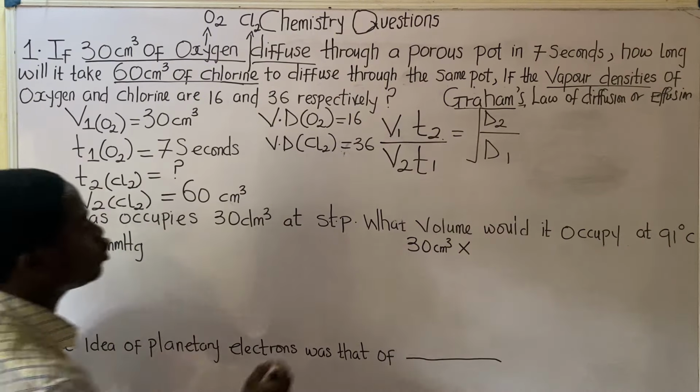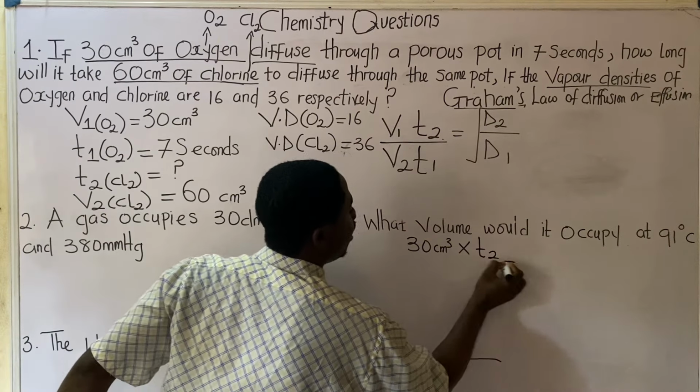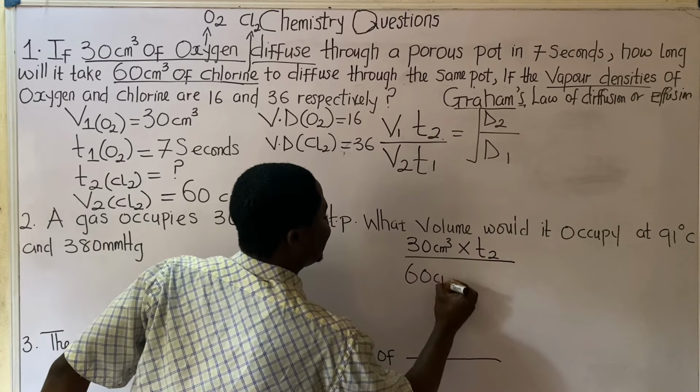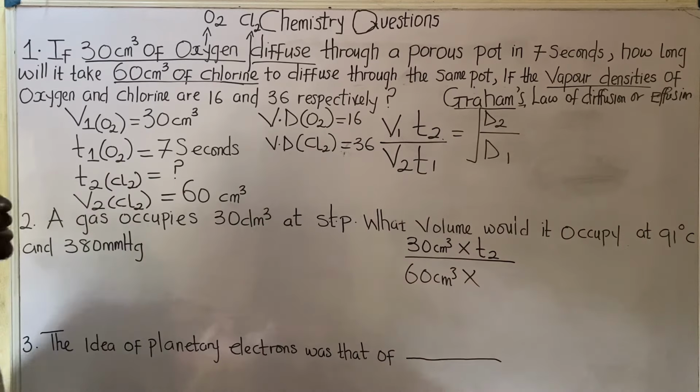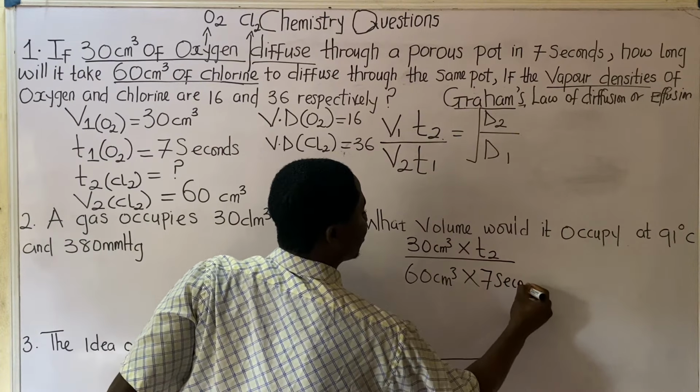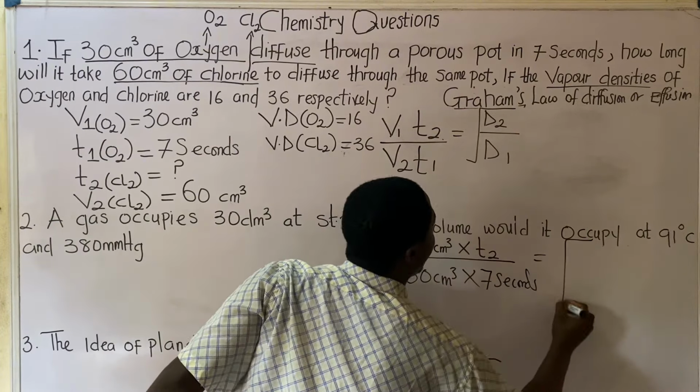We have to be careful. T2 is what we are asked to get. So here becomes unknown over what's our V2? V2 is 60 centimeter cube. Okay, 60 centimeter cube times what is T1? T1 is 7 seconds. Okay, 7 seconds is equal to root of what's the D2?